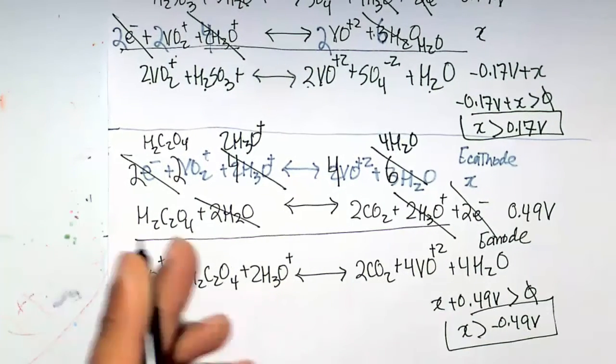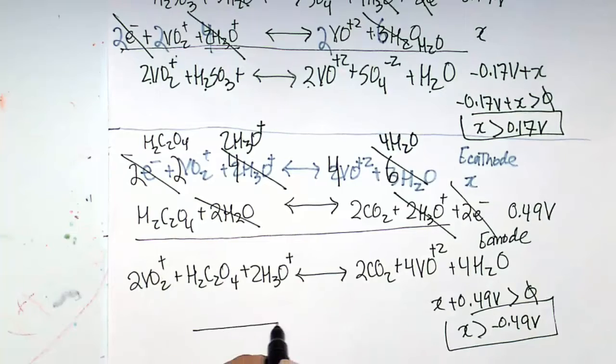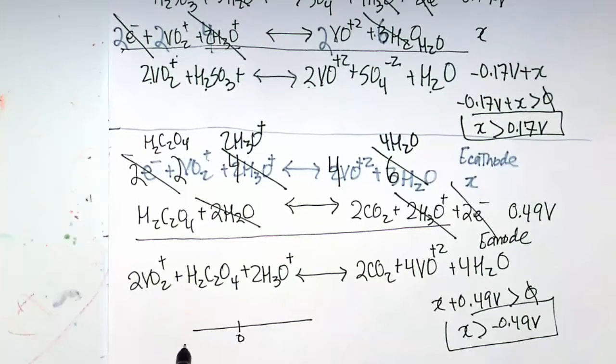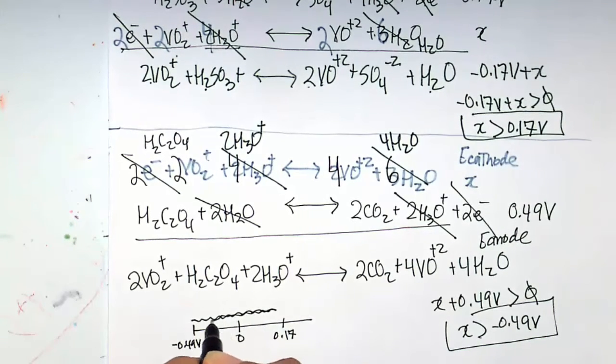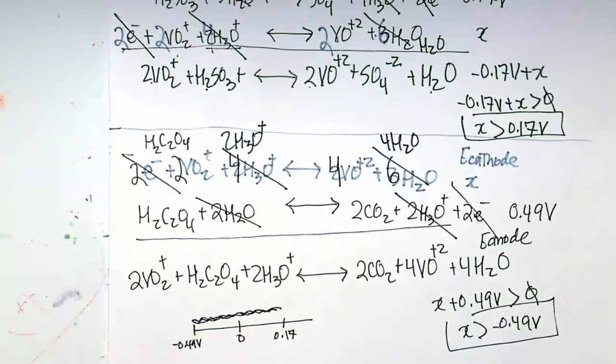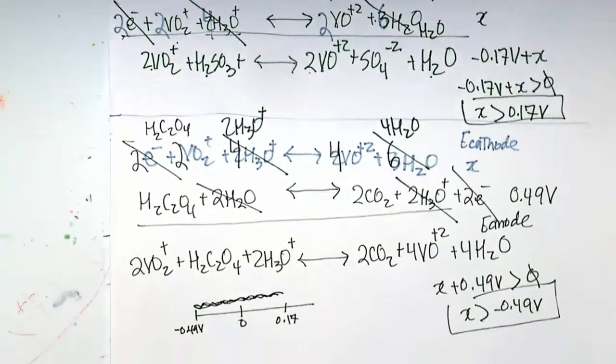So that's one range. So pretty wide range. If I were to draw this on a number line, here's my 0, here's minus 0.49 volts, here is 0.17 volts. Okay, so far we know this magical value of X must lie somewhere within here. Okay, hopefully we can get a little bit more narrow and narrow and narrow. Close the window.